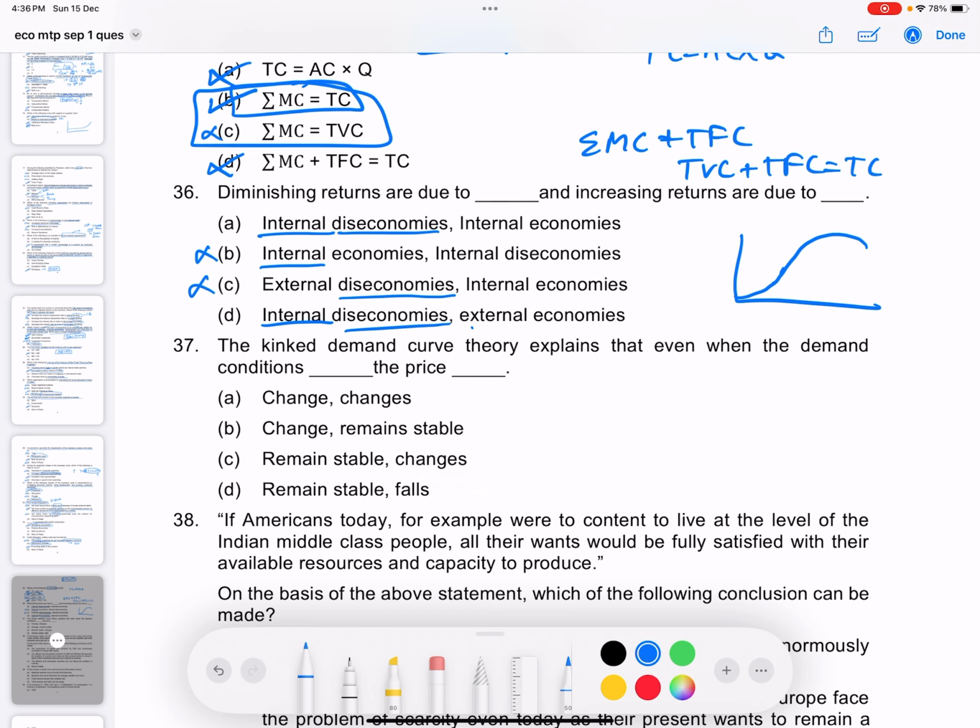ठीक है, हाँ, सेम लॉजिक से. अब यहाँ इंटरनल, ये एक्सटर्नल है, ये भी हट गया, तो वी आर लेफ्ट विद दिस. अब देखो इसका सेंस भी बन रहा है. डिमिनिशिंग रिटर्न्स आर ड्यू टू इंटरनल डिसइकोनॉमीज क्योंकि कॉस्ट बढ़ रही है, एंड इंक्रीजिंग रिटर्न्स आर ड्यू टू इंटरनल इकोनॉमीज. ये पॉजिटिव चीज़ होगी. तो 36 का ए.